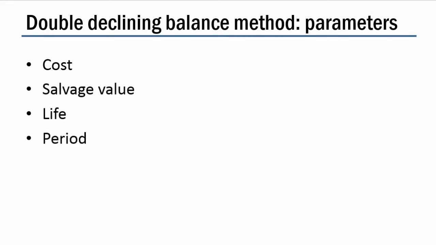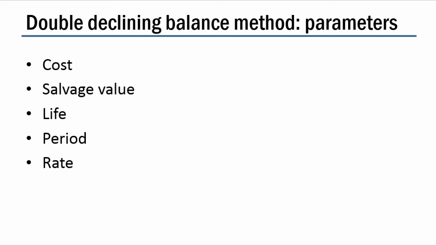And let's take a look at the parameters here. Just like before, we have the cost, we have the salvage value, we have the life. That hasn't changed. Period. Also, that hasn't changed, right? That's year 1, year 2, year 3, and so on. And the last parameter is the rate. Now, that's optional. If you leave that off, it's going to be double. It's going to be 200%. But you could specify that and make it a different amount.